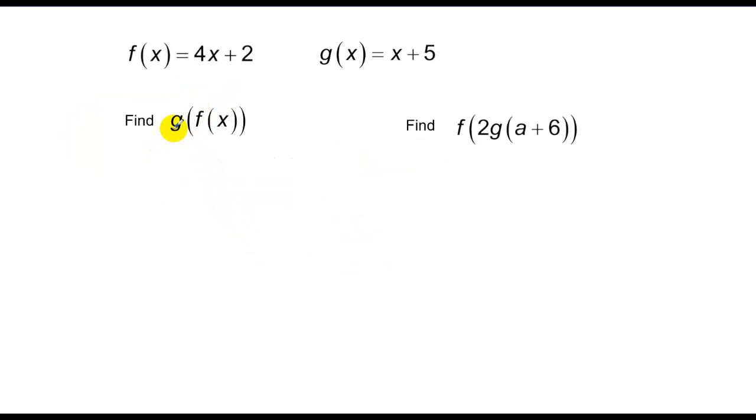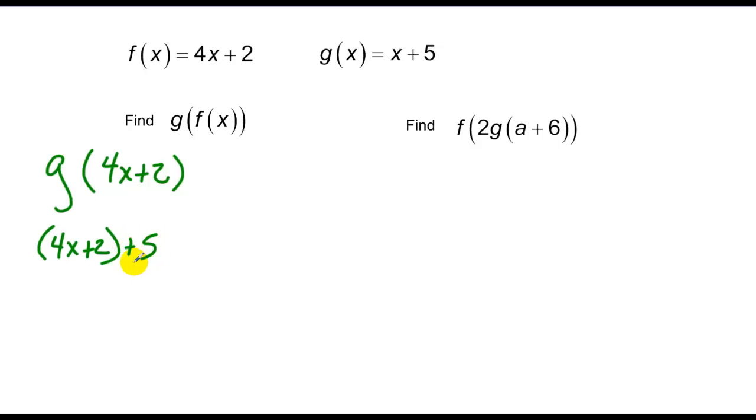Next, we're going to calculate g of f of x. Now, in this case, the f function is inside the innermost parentheses, so I will do that first. So we'll find g of, and instead of saying f of x, we're just going to say 4x plus 2. So I'm going to take this 4x plus 2 and substitute it into this x value in the g function. So that's 4x plus 2 plus 5, or 4x plus 7.